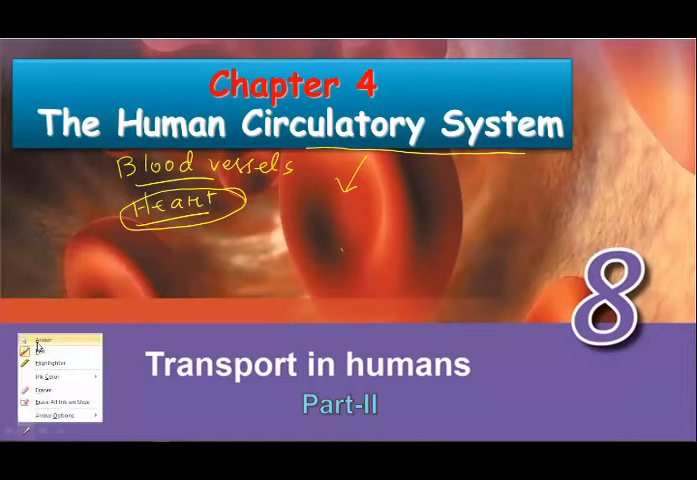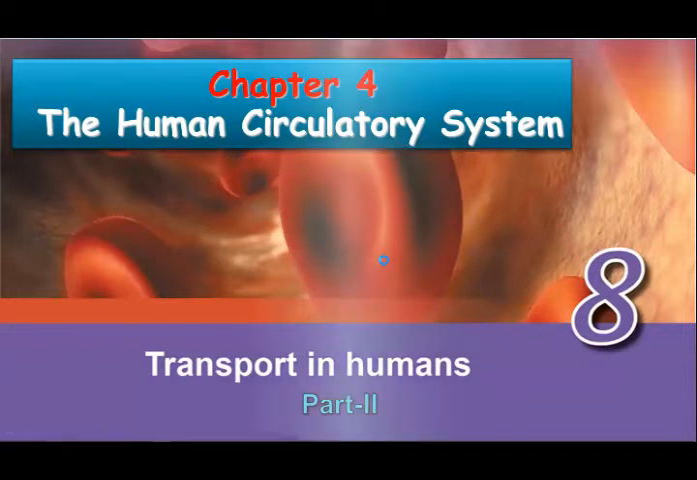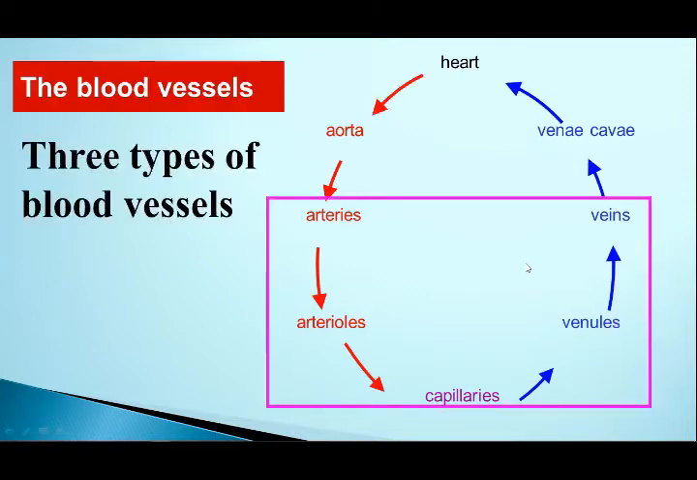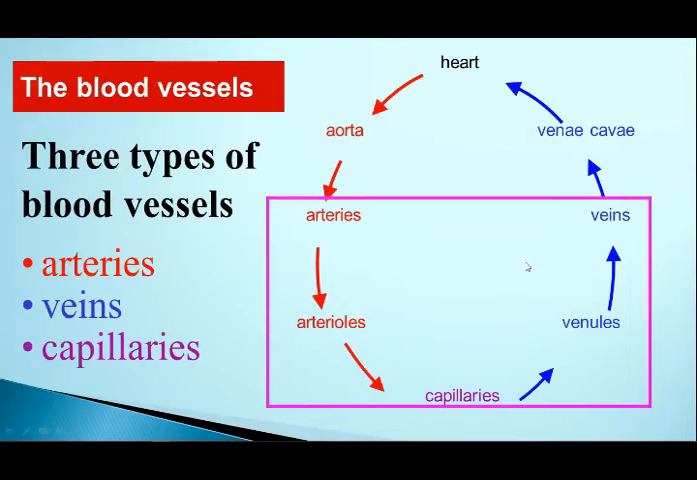Now first the blood vessels. As we talk about human circulatory system, some important things that you need to remember here is there are three basic types of blood vessels. Now have a look into this. Arteries, you have the veins, and you have the capillaries.